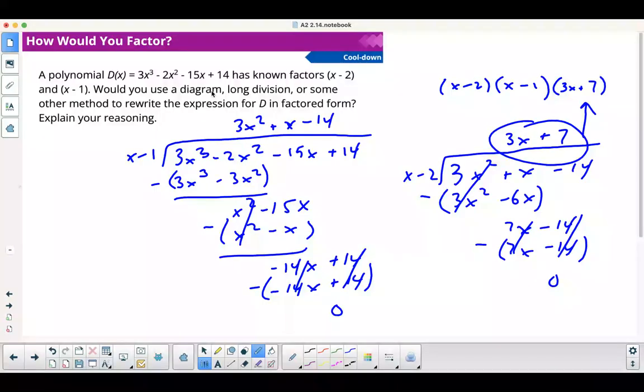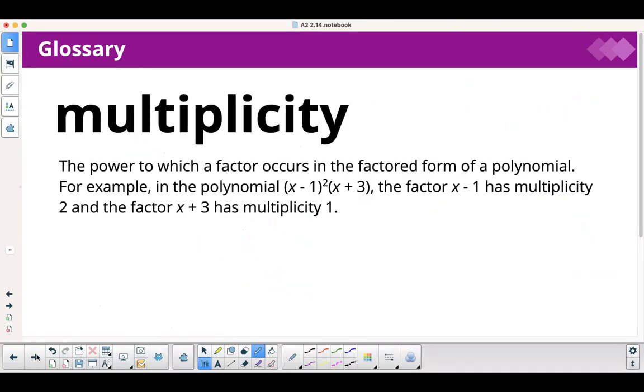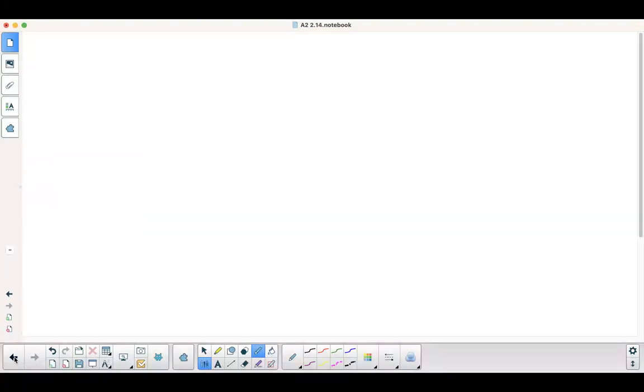So I did it both ways. I used some other method. I kind of used a little trial and error, what I know about lead coefficient and constants. Did long division. I could do the same thing with the box. All right, so end behavior, multiplicity, these are all things we should know.